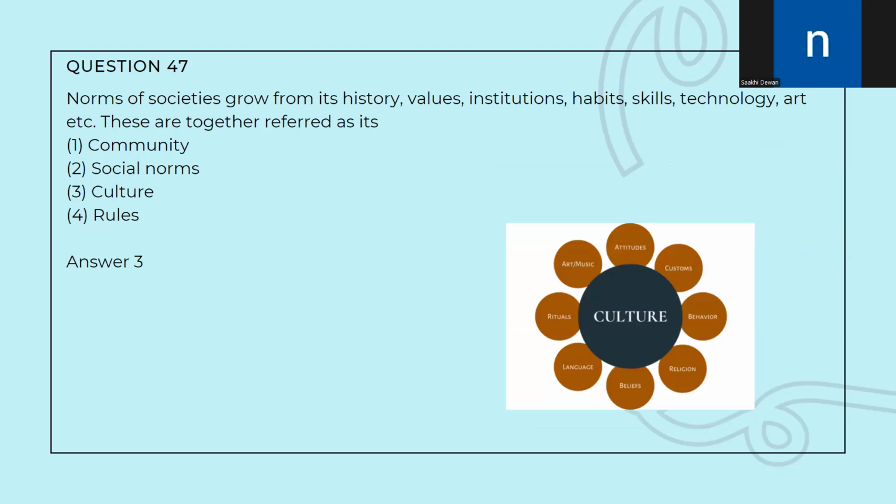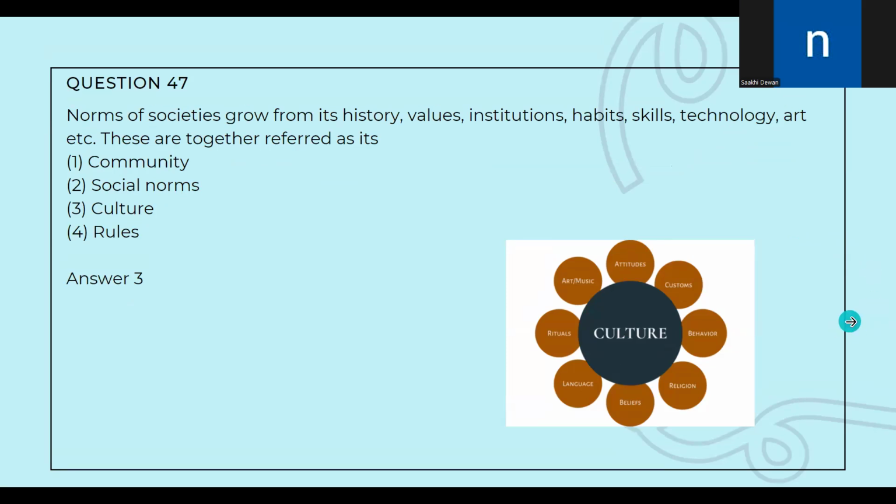Question number 47. It talks about norms of societies grow from its history, values, institutions, habits, skills, technology, art, etc. These are together referred to as, so the society's history, values, institutions, habits, skills, technology, these are collectively known as the culture of a particular society. Let us move to the next question, question number 48.